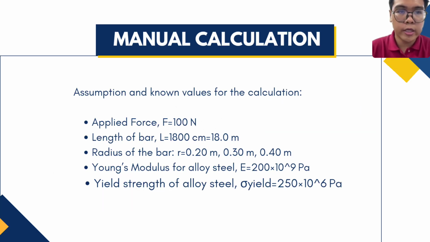Greetings, my name is Daniel, and in my part I will explain the manual calculation. So let's take a look at the known values for the calculation and the assumptions. For Young's modulus, this value was chosen based on the standard value for alloy steel, which reflects its stiffness and resistance to elastic deformation, while for the yield strength, the value is 200 exponent negative 9 Pascal. This value was chosen to represent the stress level at which alloy steel begins to plastically deform. This is a typical conservative value used for general structural grade alloy steels.